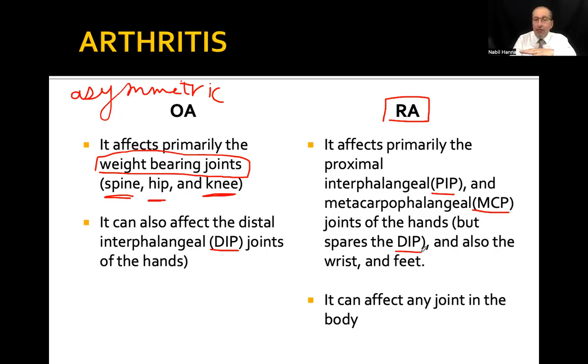Rheumatoid arthritis can involve any joint in the body. And usually the joints involved in rheumatoid arthritis are symmetric. So the joint involvement is symmetric. This is an important contrast point between rheumatoid arthritis and osteoarthritis. Osteoarthritis most of the time is asymmetric. Rheumatoid is symmetric.